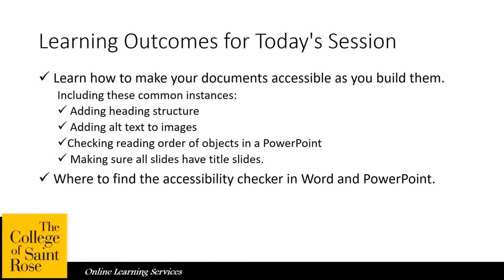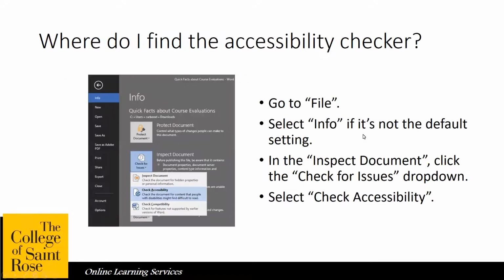We'll also touch briefly on where to find the accessibility checker in Word and PowerPoint so you can check your work as you go. So actually, I'm going to go ahead and do that first. Whether you are building a Word document or a PowerPoint, you can find the accessibility checker in the File tab under Info. Select the Check for Issues drop-down menu and click Check Accessibility.